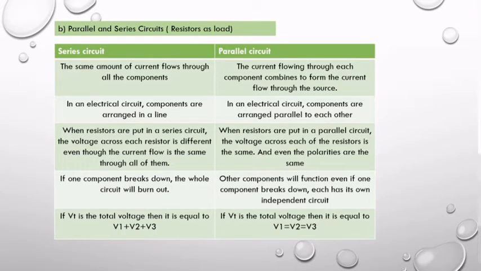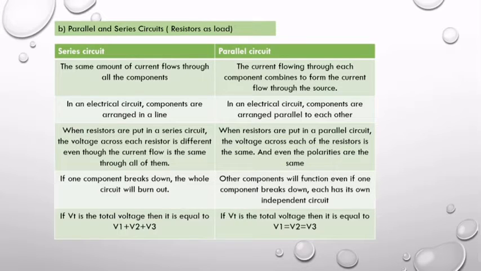So the equation for this voltage is V1 plus V2 equals to V3. This shows that the sum of the voltages at each component is equal to the total voltage. The next is parallel circuit. A parallel circuit is a circuit where the current flowing through the circuit is combined to form the total current flow.